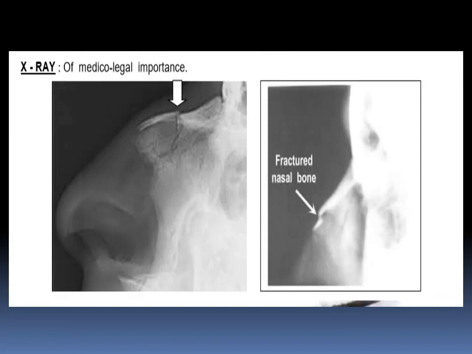As an investigation, we'll do an X-ray. You can see the fractured nasal bone, and it's important medicolegally because usually this is due to a car accident or a fight. So you have to confirm and prove it by a plain X-ray to legalize the condition.